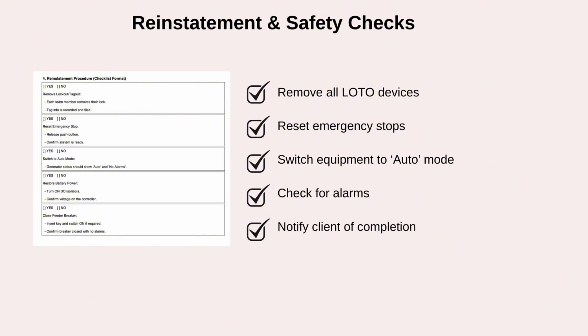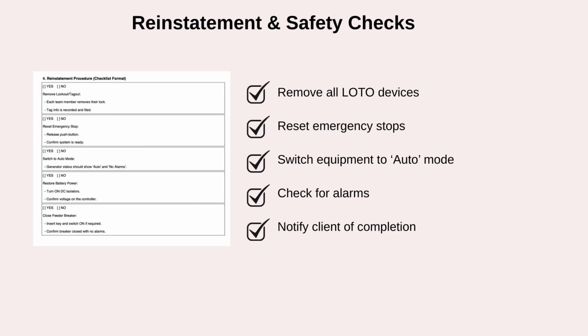Reset the emergency stop and bring the system back to auto. Emergency stop buttons are usually activated during maintenance to make sure the generator doesn't try to start while you're working on it. Once you've confirmed that all your work is complete and the generator is safe, hit the reset and switch the controller back to auto mode.